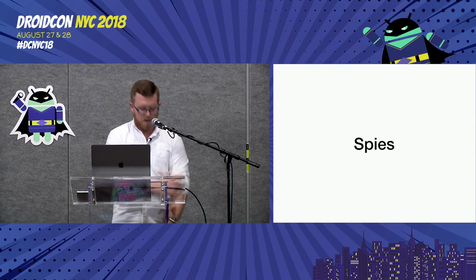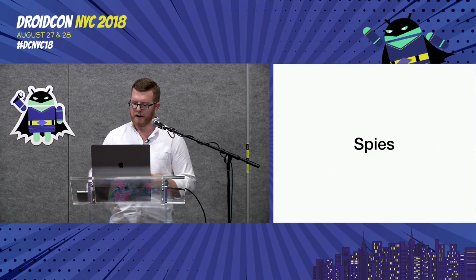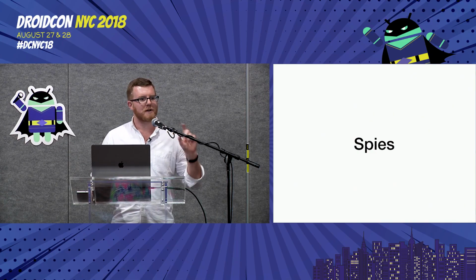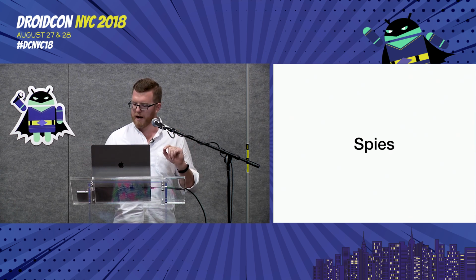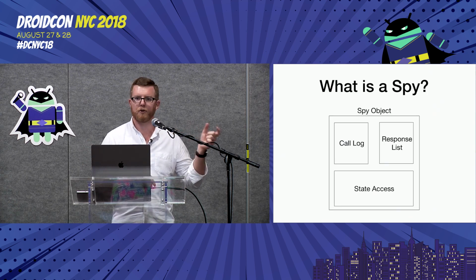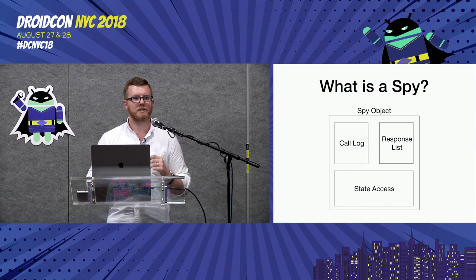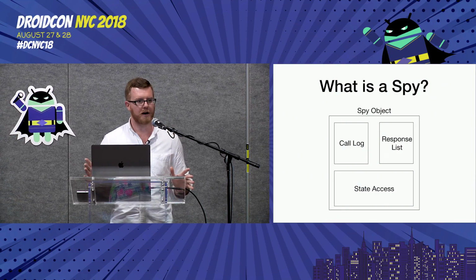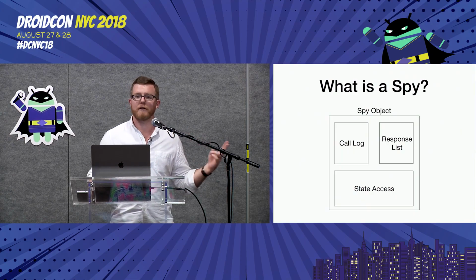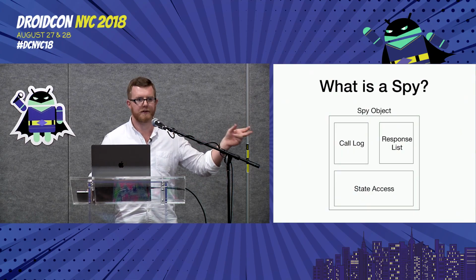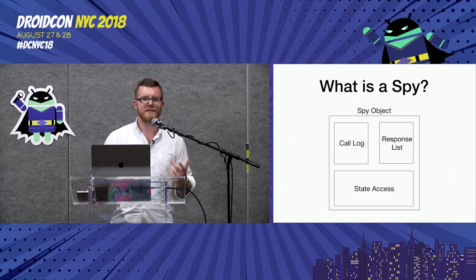Now, Spies might be my favorite test double, just because the name is cool. So Spies are kind of a combination of mocks and stubs, but they also have another little tidbit about them that is pretty cool. So spy objects have a call log, just like mock objects. They're going to record every interaction that gets made with them. They also have that response list, so you can say, hey, when this method is called, return this value. The other thing they have is state access.